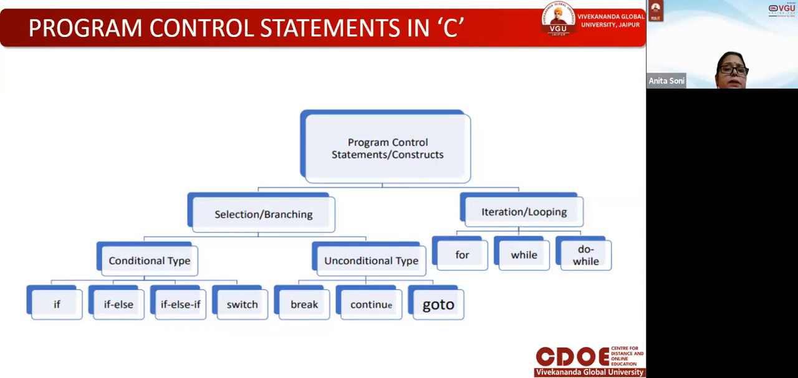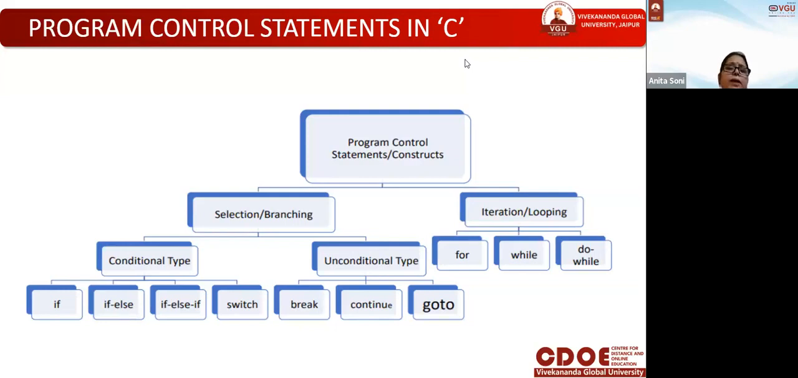There are unconditional statements: break. Break, you can put in a switch statement also when you want to come out from a particular block of statements. Break and continue, we always use inside the loop statement. When you want to terminate a loop, we use break statement. And when you want to skip a specific condition, we can use continue statement. For go to, we use go to label. It is an unconditional jump statement.